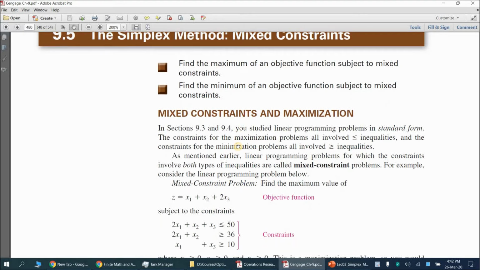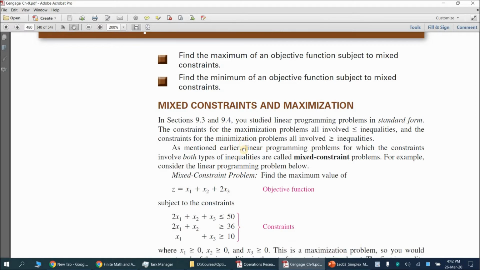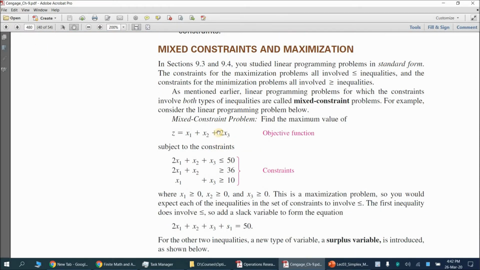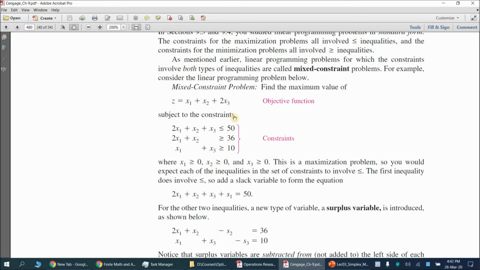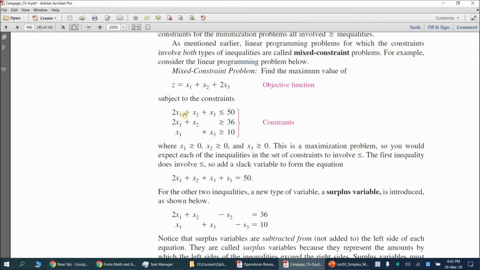Mixed constraint means maybe one is greater than, one is smaller than, and so on. So here it is, the problem. There is an objective function given, and then there are the constraints, and you have got over here three constraints. Constraint number 1 is the good constraint, the one that we like, but constraints number 2 and 3 are not good constraints because they will produce surplus variables. It is a maximization problem. We want to maximize our objective value Z.